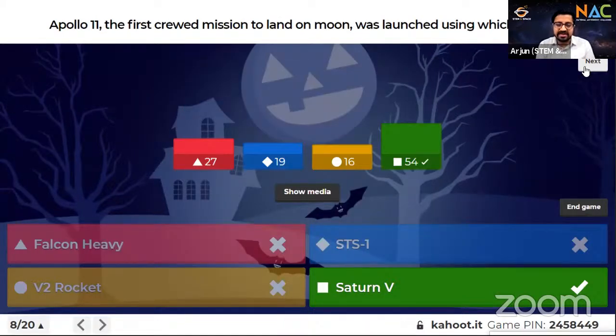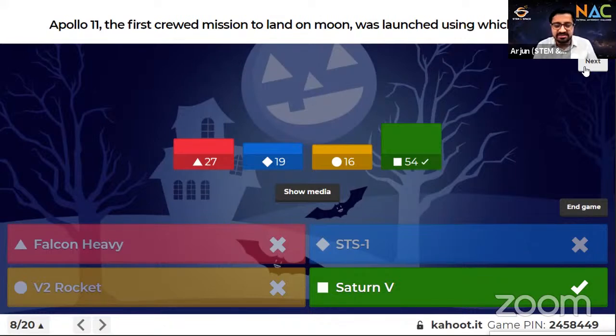Yes. Great. 54 of you gave the correct answer. Yes, the correct answer is Saturn V. And basically, it is one of the largest, until now, the largest rocket ever built. Right. So it is still in the history of rockets. And yes, this is one of the most important rockets in history.